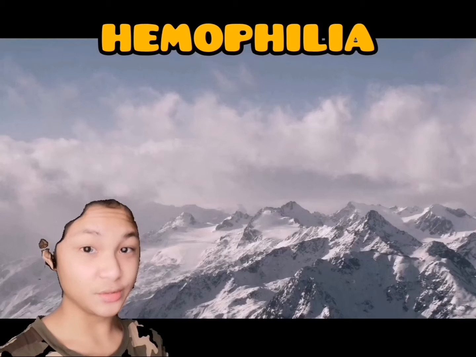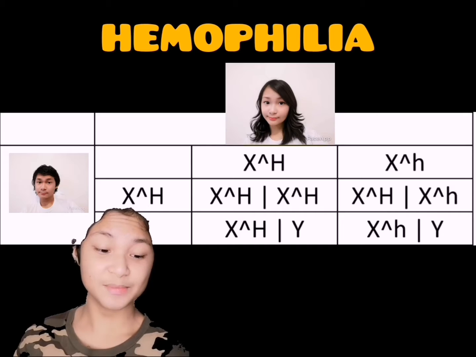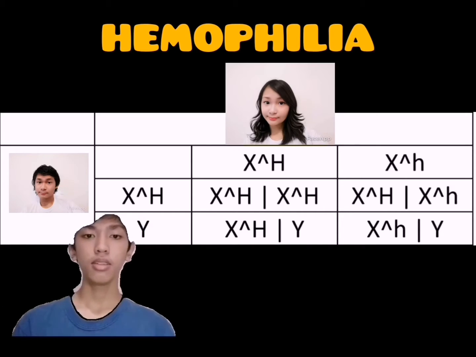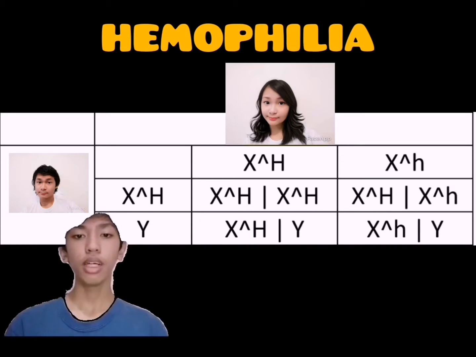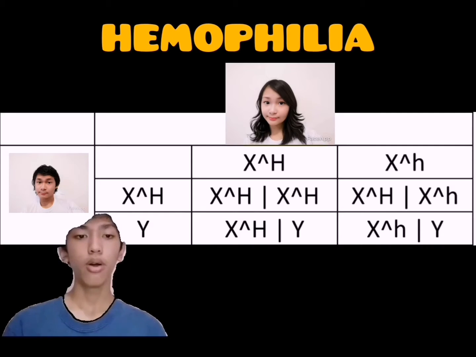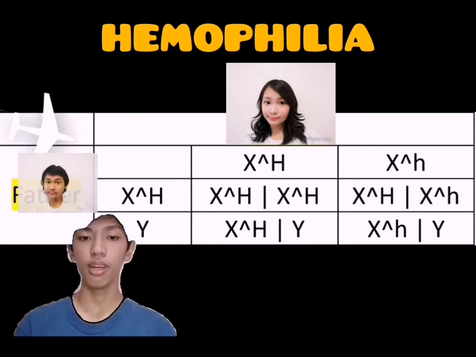Step 2. Cross it using the Punnett square. From the picture, you see a mother and a father. Their genotypes have been crossed. For the genotype ratio, we have 1 X^H X^H, 1 X^H X^h, 1 X^H Y, and 1 X^h Y, 25% each. For the phenotypic ratio, we have 3 without hemophilia and 1 with hemophilia. 75% without hemophilia and 25% with hemophilia.